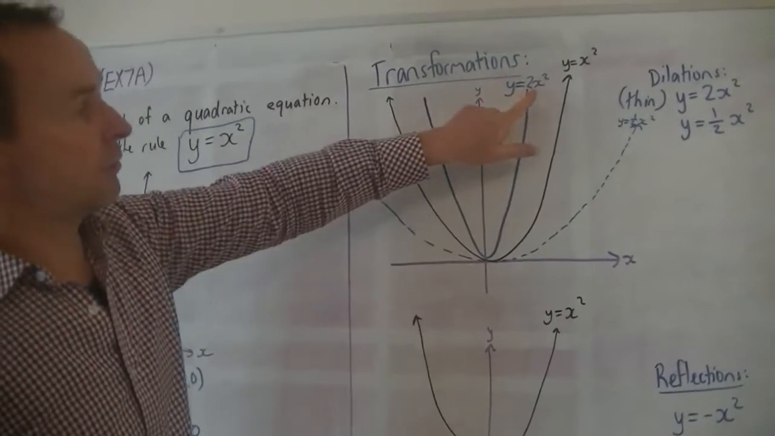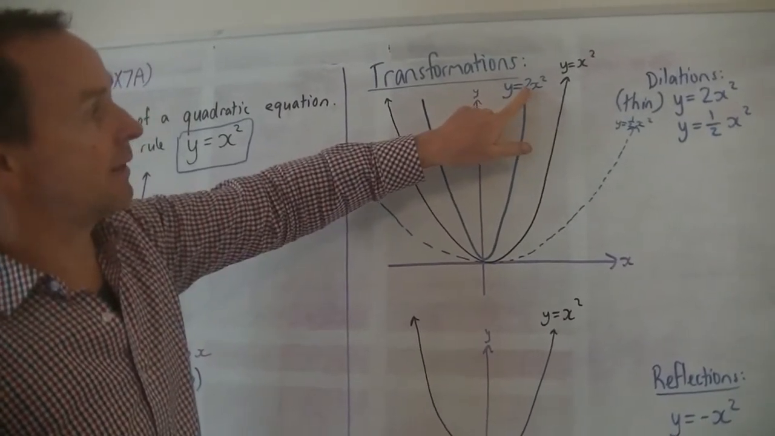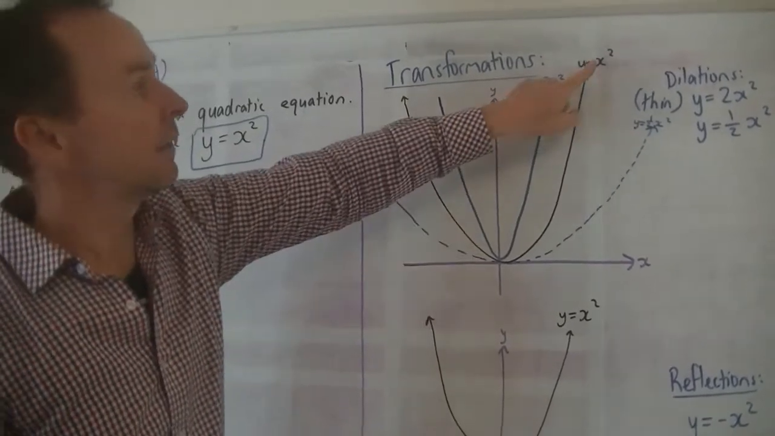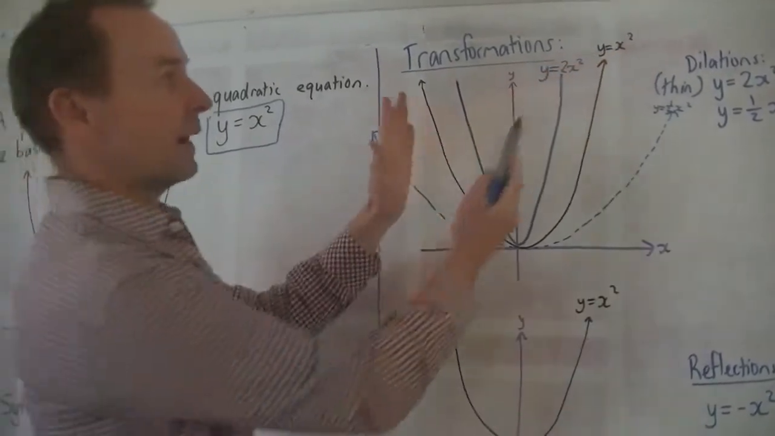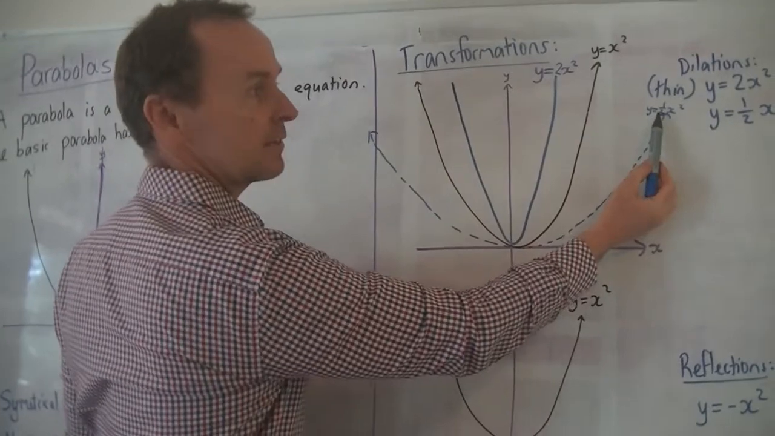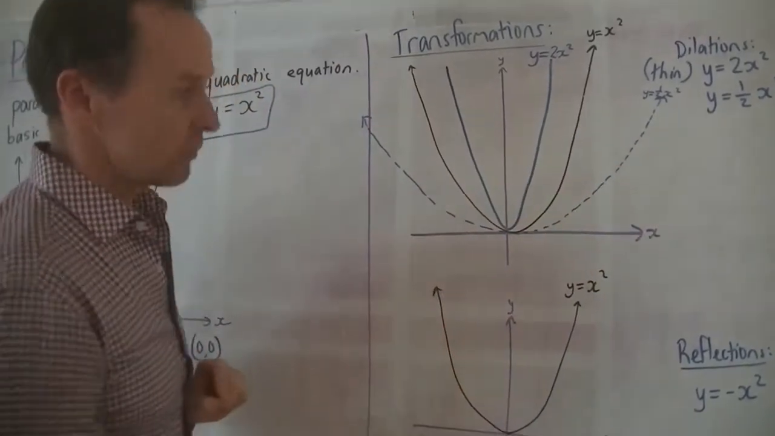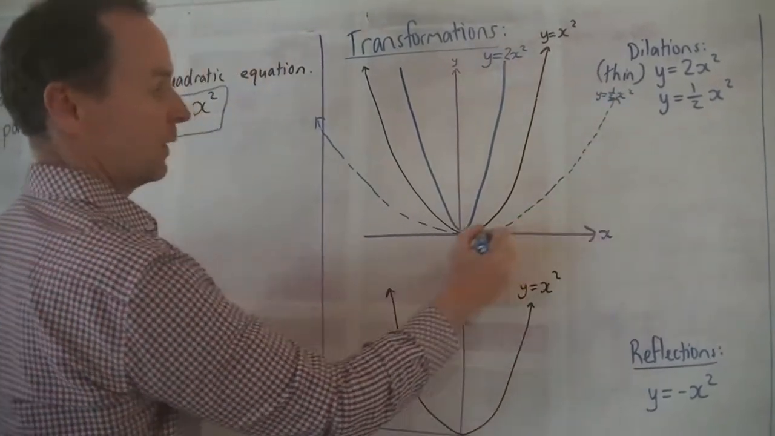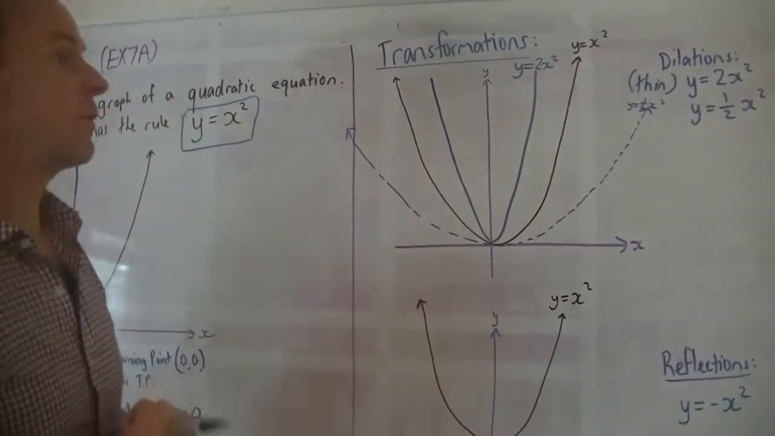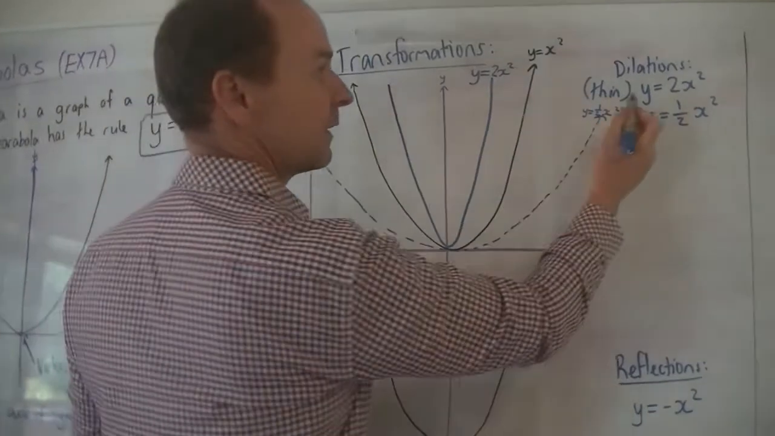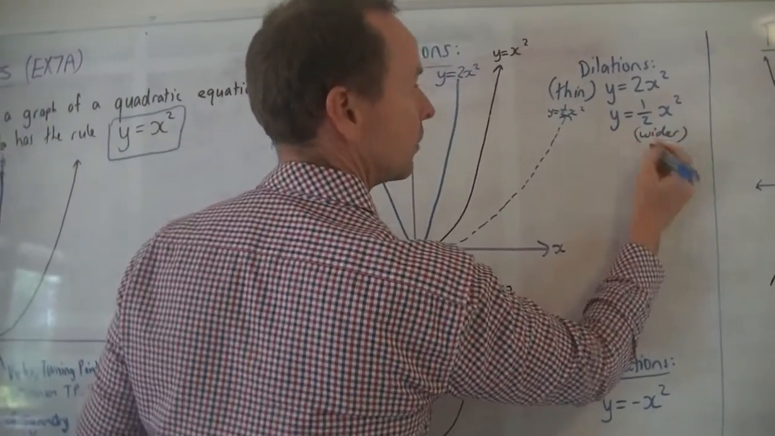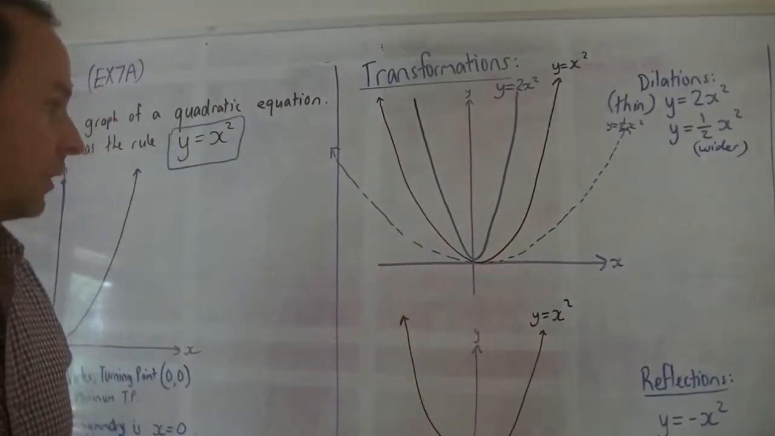So the number at the front, the coefficient of x squared, if it's greater than 1, see there, that's 1x squared, if it's greater, it makes it skinnier. If it's less than 1, it makes it wider. Even wider still, if we had y equals a third x squared, a third x squared would be wider still. So that's the first thing you have to remember. This one makes it thinner, and this one makes it wider. I'll put that in brackets, fill that in if you want to.